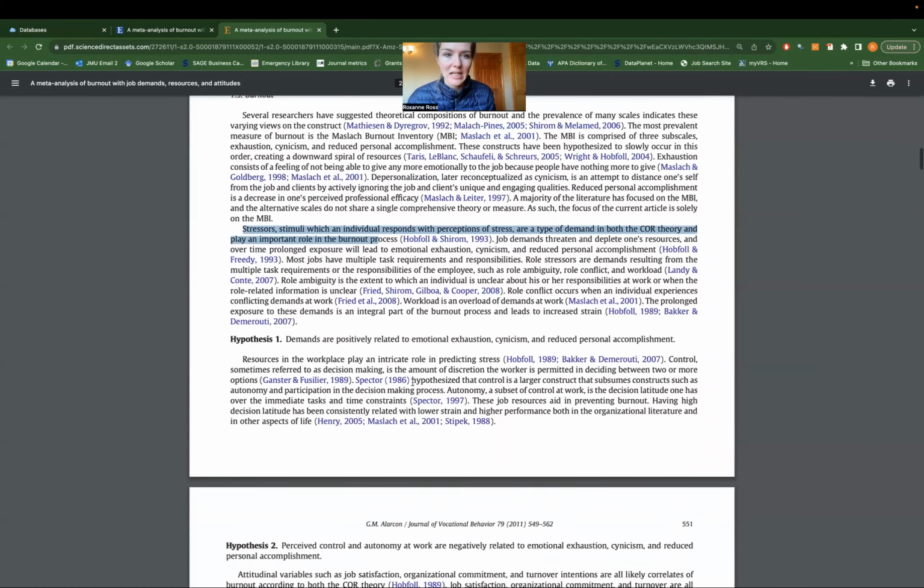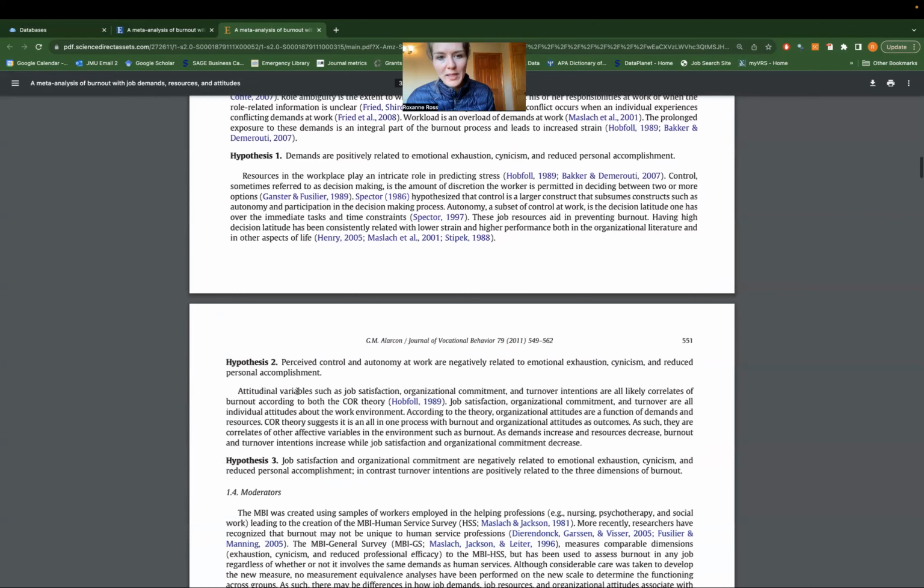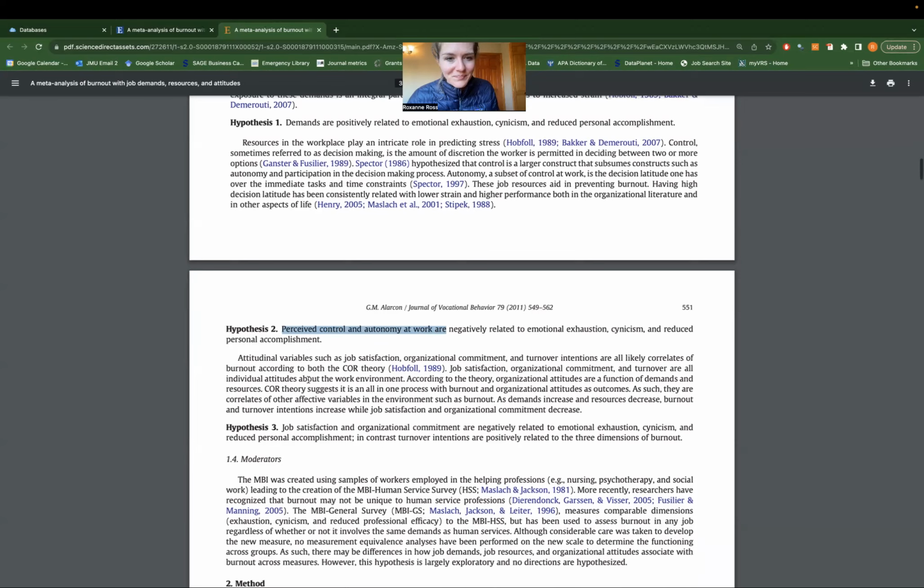Okay, that's what they're predicting. Then we can go further. We see perceived control and autonomy are negatively related to emotional exhaustion, cynicism, and reduced personal accomplishment. This actually is telling us a potential intervention, right? Because they're saying that perceived control and autonomy are negatively related to these undesirable feelings of burnout. So if we can give people more control and autonomy, maybe we can reduce the feelings of burnout. And this is what they're testing. So this helps us with our second research question.